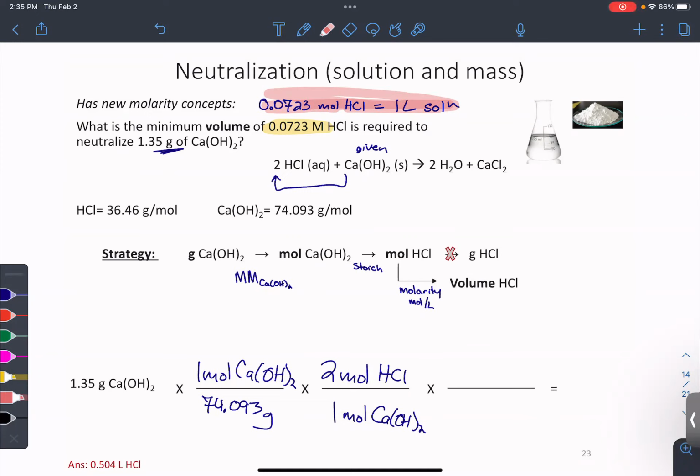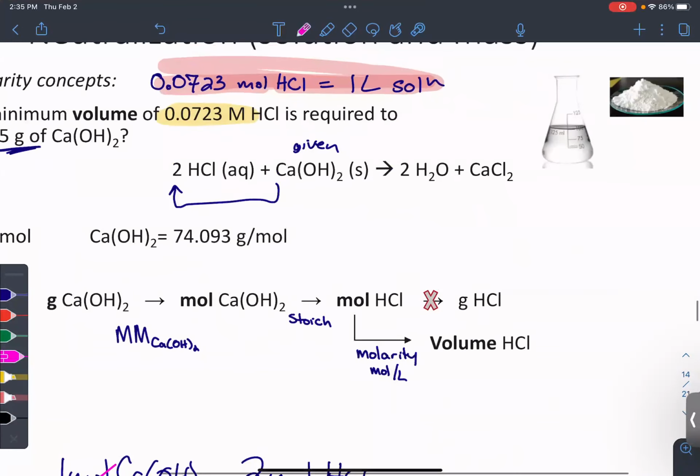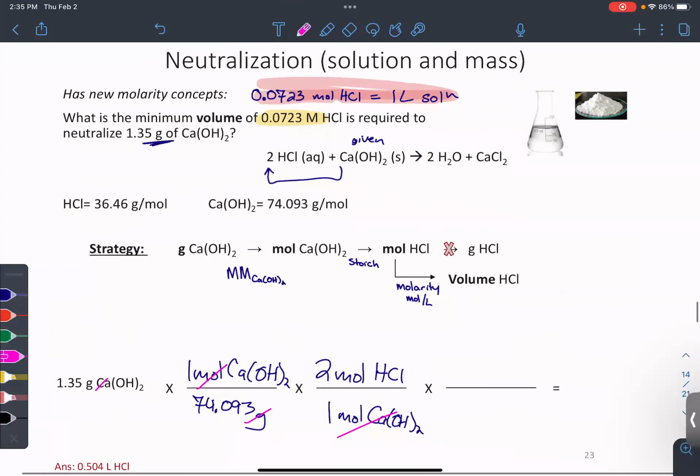Think about what unit we're in right now if we cancel stuff. So if we cancel grams, we cancel moles of calcium hydroxide. I'm right now in the unit of moles of calcium hydroxide. So where am I going to put that 0.072 part to get that to cancel? I'm going to put it on the bottom. Yes, so we are dividing by molarity in this case, but that's not something I memorized. I just try to cancel the unit.